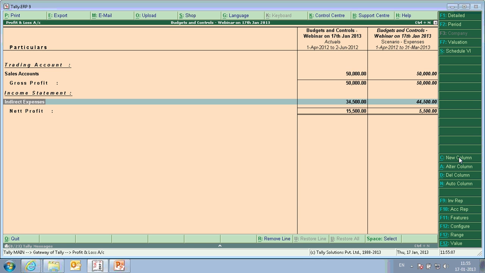So what I'm saying is, my actual expenses on 2nd June was 34,500, but I have added 10,000 more. So if I add the expense of 10,000, what would my business look like? So here 15,500 is my net profit. If you add your expenses, it shows 5,500, right? Your profit is reduced because you have increased your expenses in the scenario. So this is the scenario case, and this is the actual case, right?